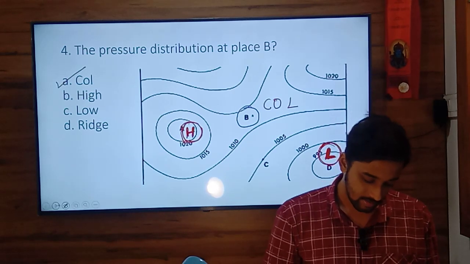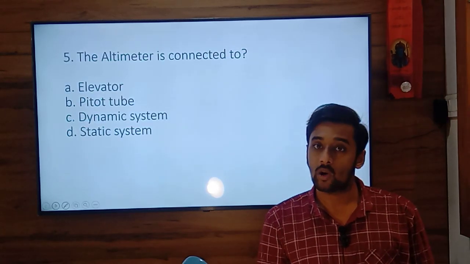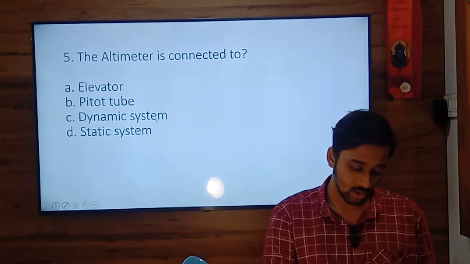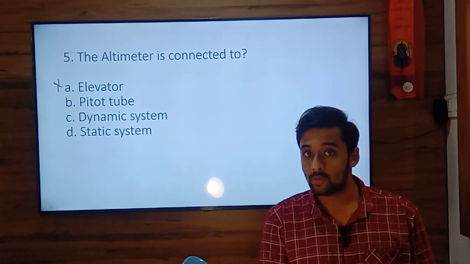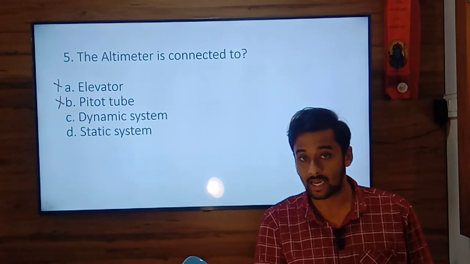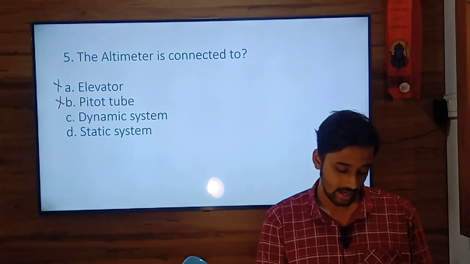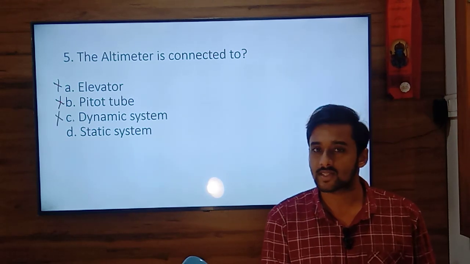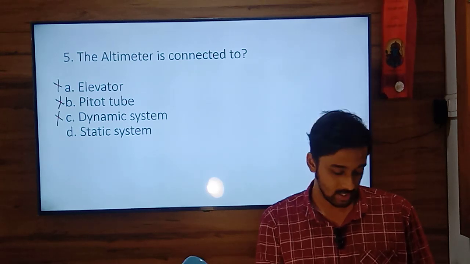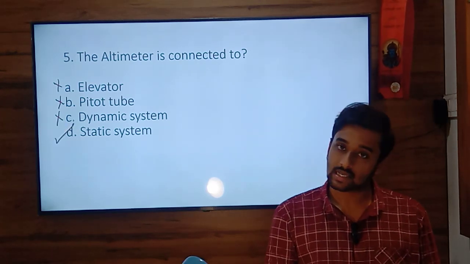Next thing, question number 5. The altimeter is connected to what? Elevator. Elevator is a control surface. Pitot tube. No, the altimeter is not connected to the pitot tube. The ASI, airspeed indicator, is connected to it. Dynamic system, there is no such system. We have dynamic pressure that we get from pitot pressure. Static system is the correct system.